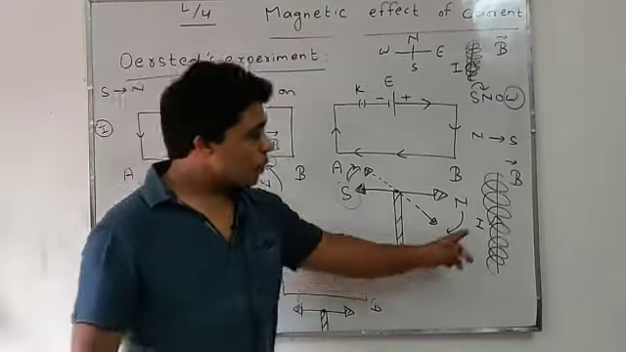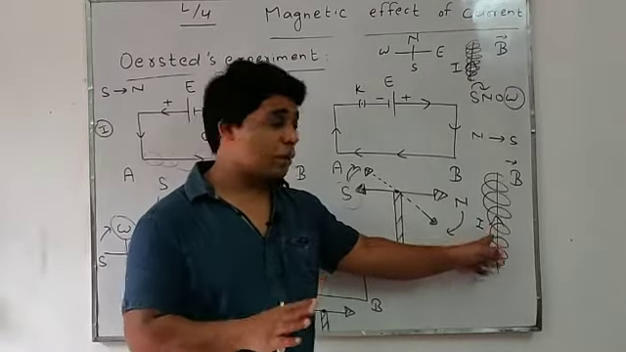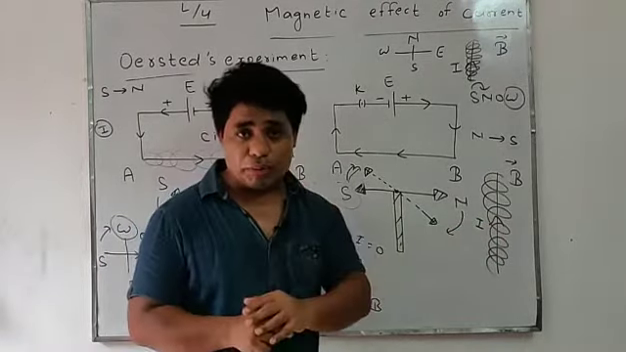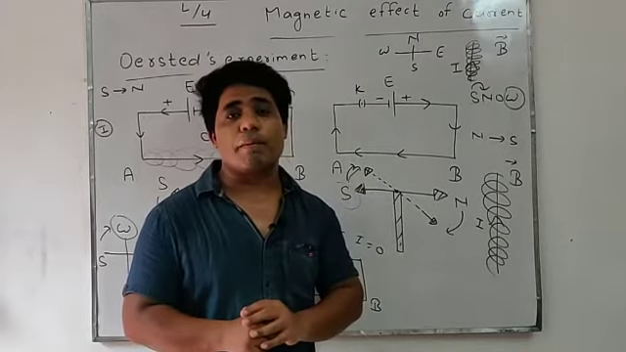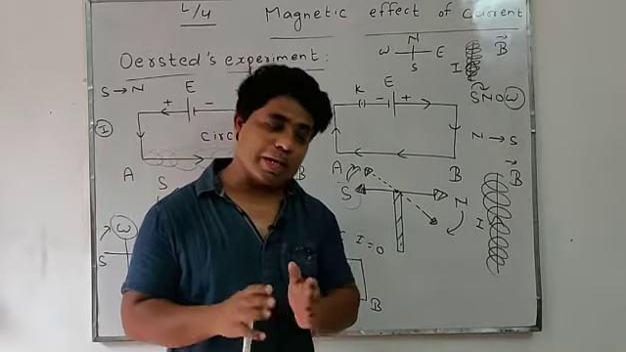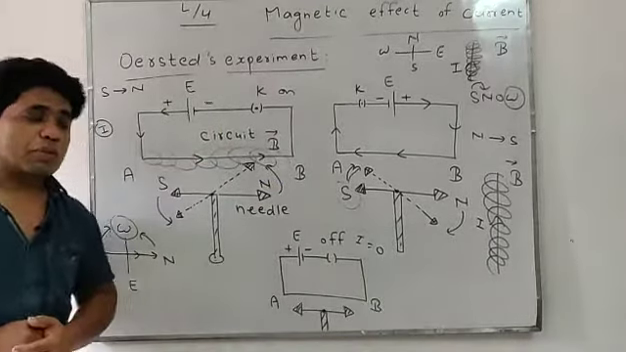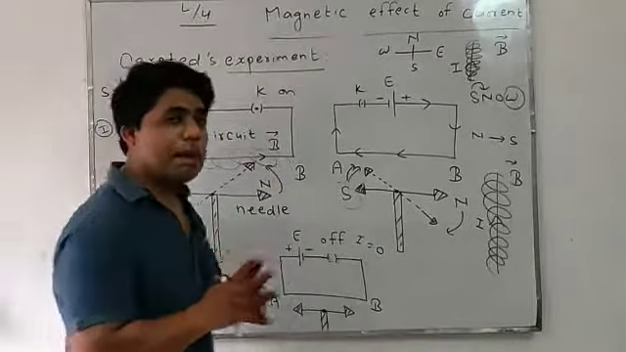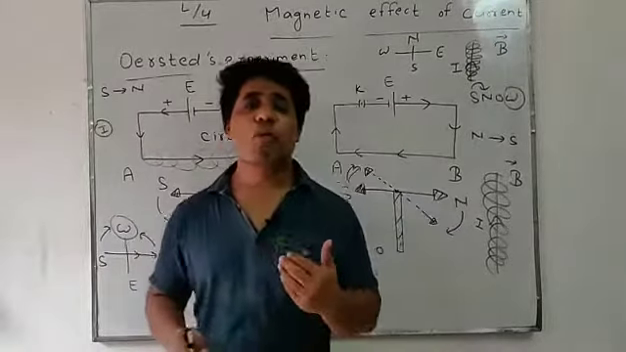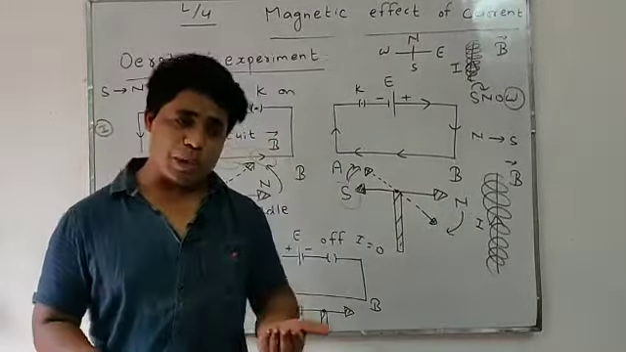So we got a point. Whenever we flow current in a wire, it generates a magnetic field around it. Such an effect is called magnetic effect of electric current, and this is the Oersted observation, Oersted experiment. So simple, how can we generate a magnetic field? Simple, when we flow current in a wire, it produces a magnetic field around it.